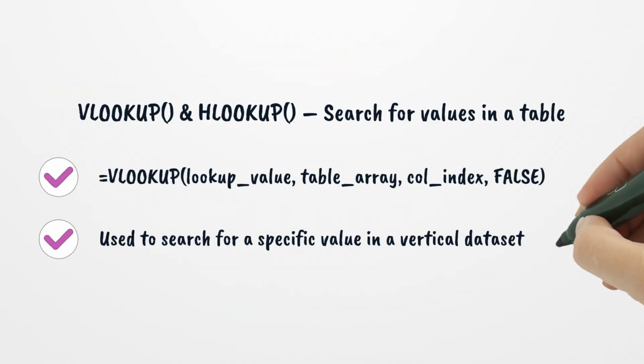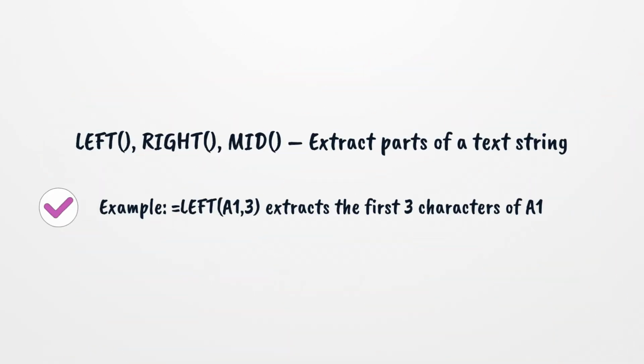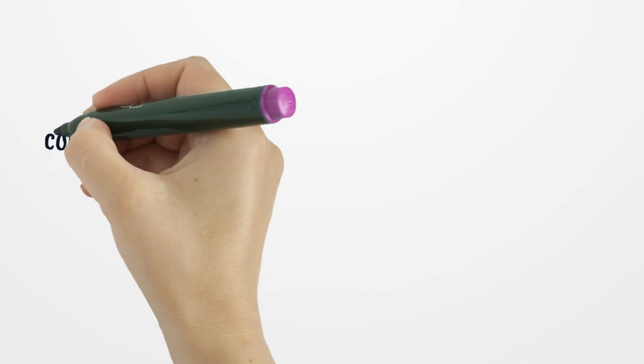VLOOKUP and LOOKUP search for values in a table. =VLOOKUP(lookup_value, table_array, col_index, FALSE) is used to search for a specific value in a vertical dataset. LEFT, RIGHT, MID extract parts of a text string. Example: =LEFT(A1, 3) extracts the first 3 characters of A1.